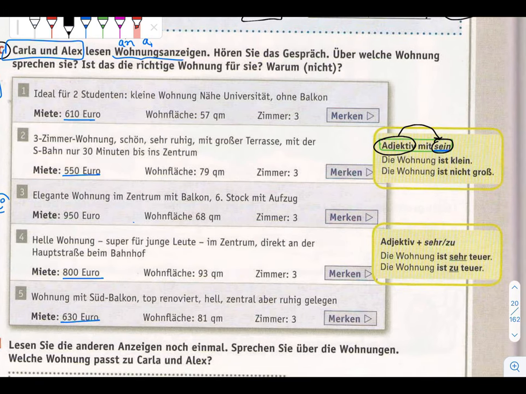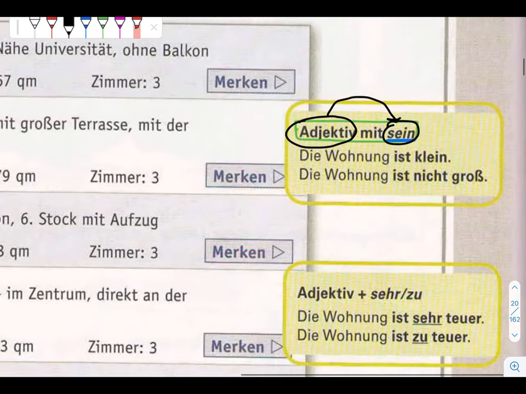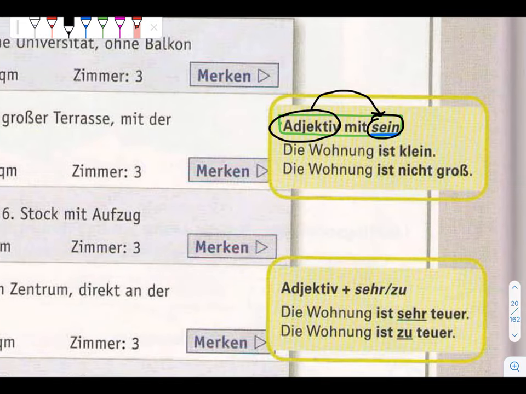For example, here, die Wohnung ist klein. The apartment is small. So ist, sein form, this one, and klein is an adjective. Die Wohnung ist nicht groß. Again, sein. And here they just wrote nicht and groß, again adjective, big. Like, the apartment is not big.